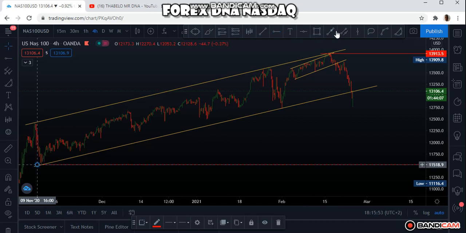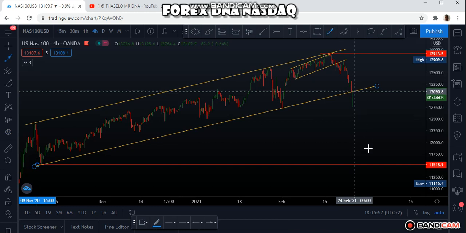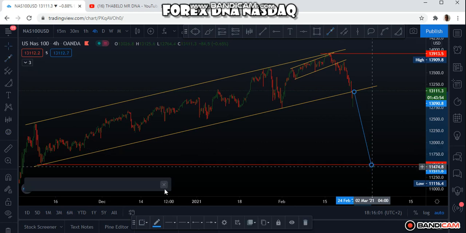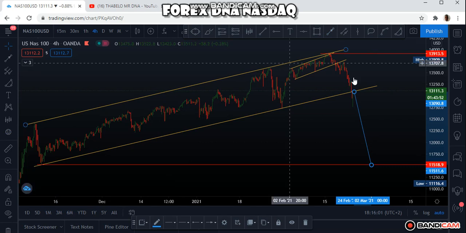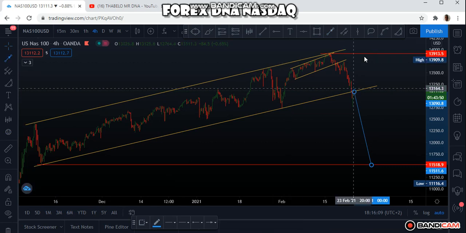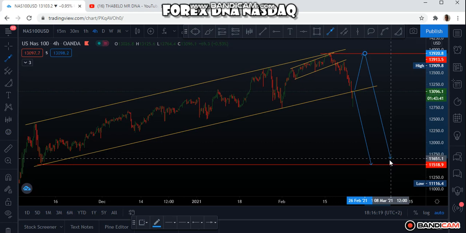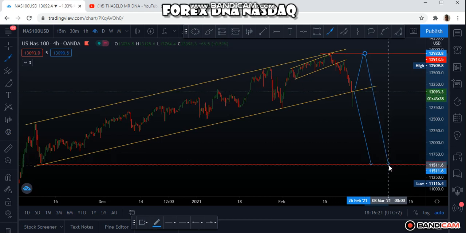Which means if it managed to go down, because we don't know whether this candlestick will close above or below, it will go down until this point. If it managed to go up, it will go up to form a double top, then go down again, something like this. That's what we are expecting on the Nasdaq.